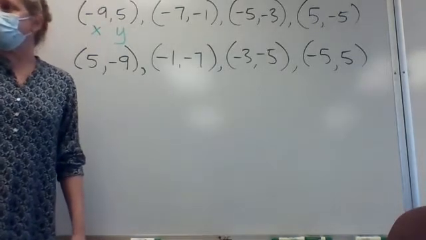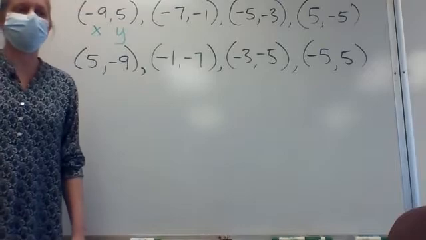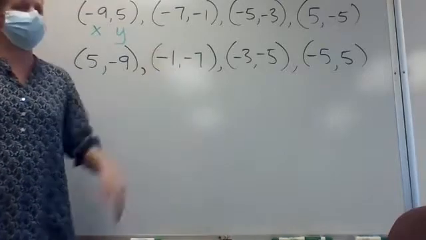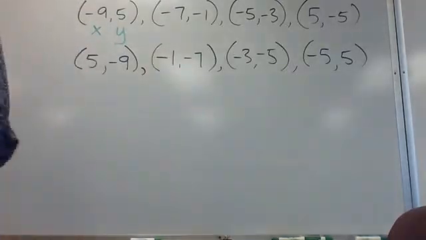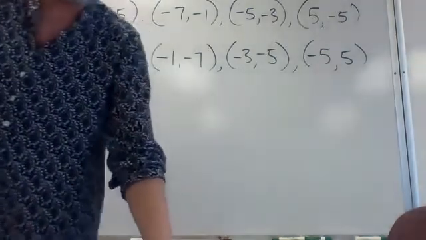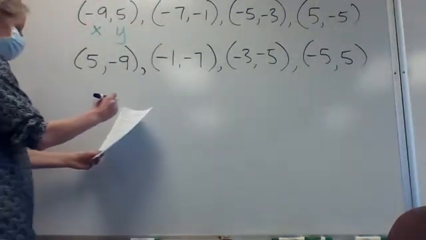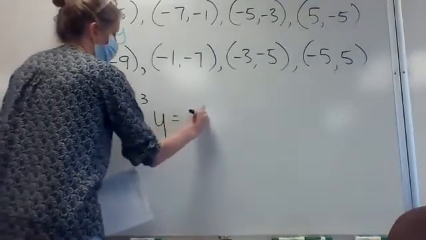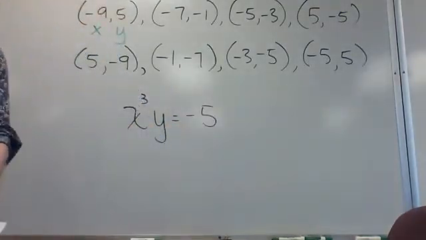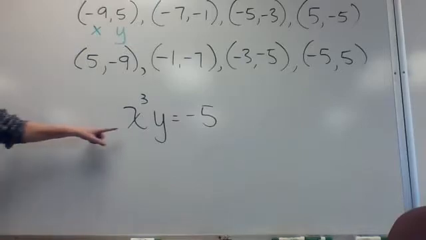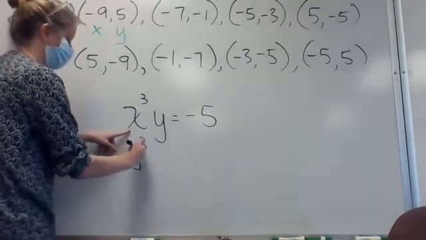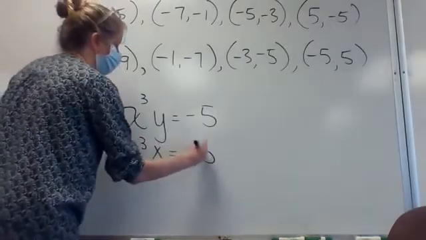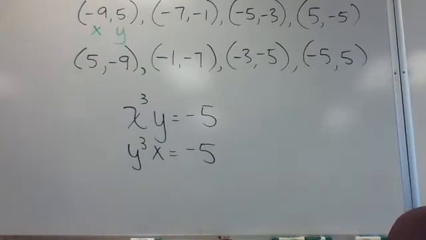Okay, same kind of thing's going to happen on number 2. But instead of giving you points, it's going to give you an equation and ask you to find the inverse relation. So x to the 3rd times y equals -5. If I'm finding the inverse of this, that just means switch its x and y. So it's going to be y to the 3rd times x equals -5.